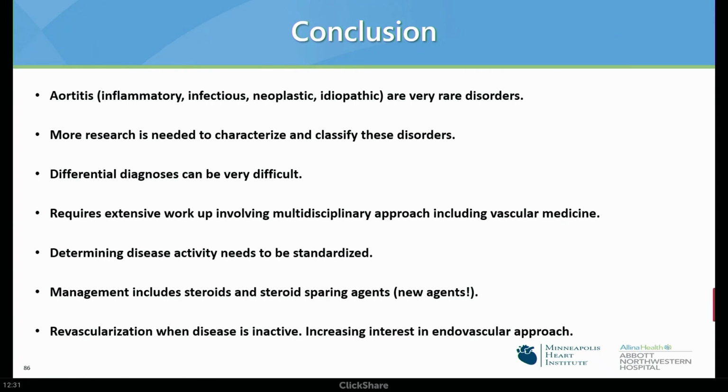So it's good to have teamwork between the vascular surgeons, the vascular medicine, and the rest of the teams. And then management includes steroids and steroid-sparing agents. Again, when you prescribe steroids, think about these elders being on steroids. That's not a good idea, or for a long term. Revascularization, when disease is inactive, there is an interest in increased use of endovascular approach. Like I shared a few cases, one case with Dr. Manunga, he also operated on other cases, and patients are doing great. So I think there is more interest in an endovascular approach.